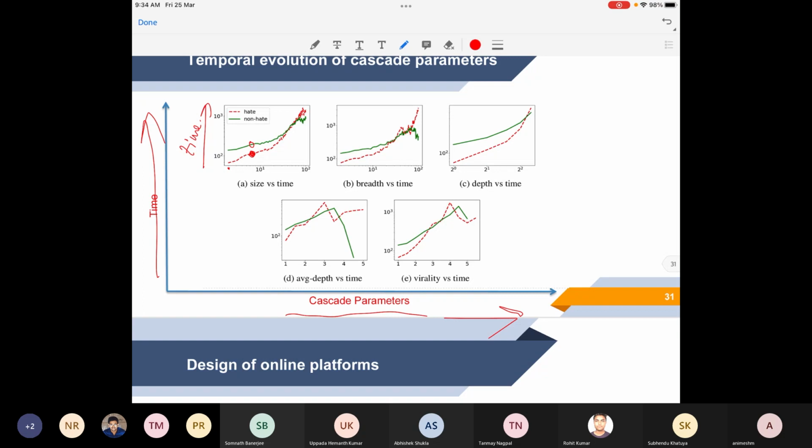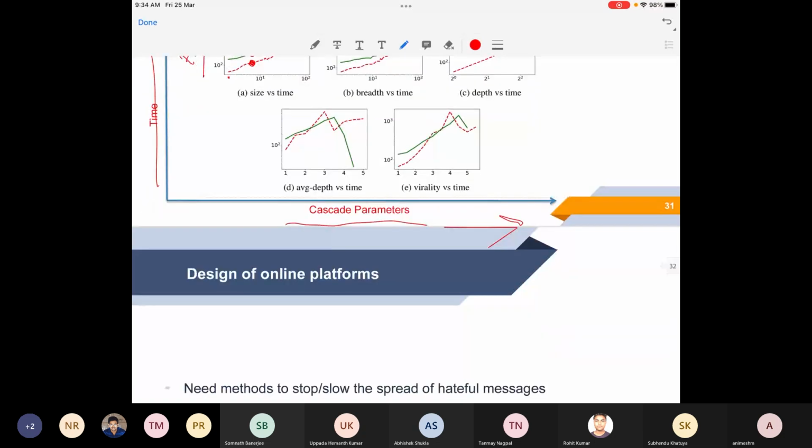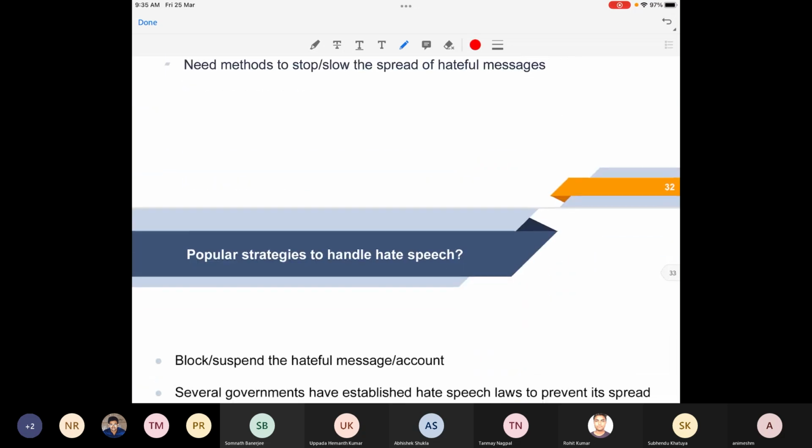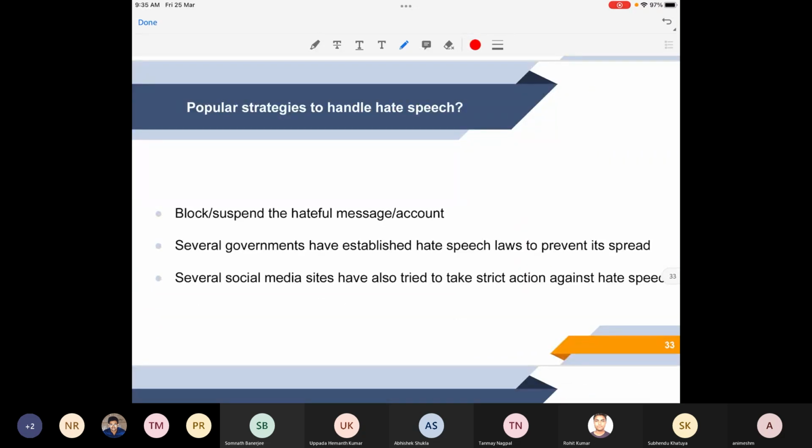Now in the next half an hour, we will discuss a little bit about how one can envisage slowing down this process of spread of hate speech. Could there be a mechanism which can help slow down this fast spread of hateful content in social media? The immediate solution that comes to our mind is that you block or suspend the account.